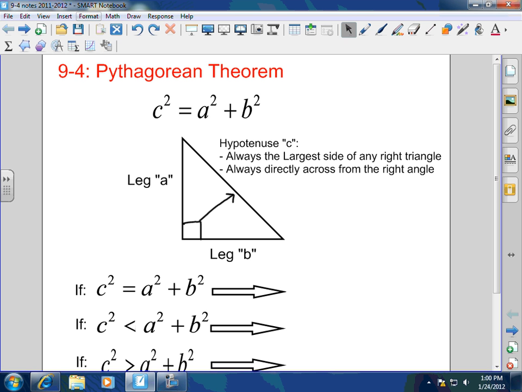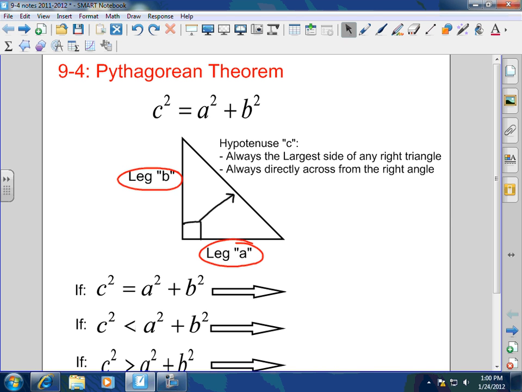And it comes from a very simple formula. C squared equals A squared plus B squared. A and B are the legs of the right triangle. It does not matter which leg you call A or which leg you call B. Here I have this as leg A. Okay, great. Here I have this as leg B. Okay, great. I could just switch it around and go leg B and leg A. Doesn't really matter. Okay? The legs are the legs.